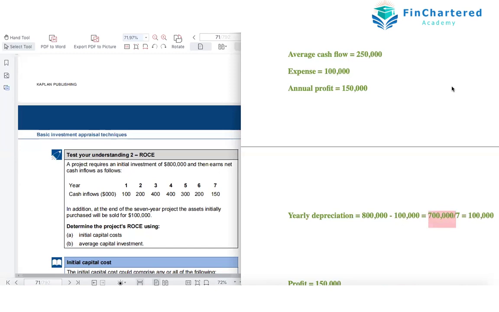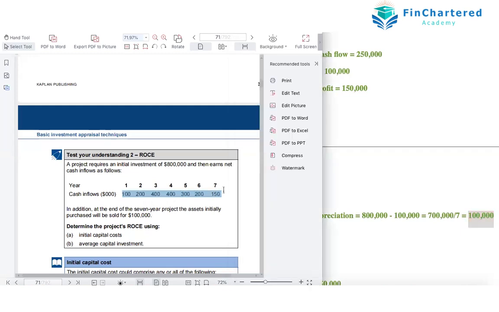Wait, let me come to that part. See, this asset that you have, you bought it for 800,000, you deduct 100,000 because you sold it for 100,000. So you depreciated 700,000. 700,000 over 7 years is 100,000. But when you talk about this, this is not your asset that is being worn out. It's not an asset that is getting wear and tear.